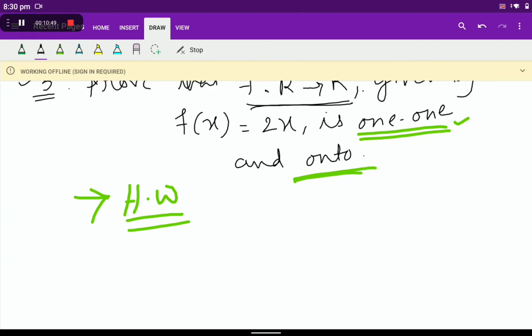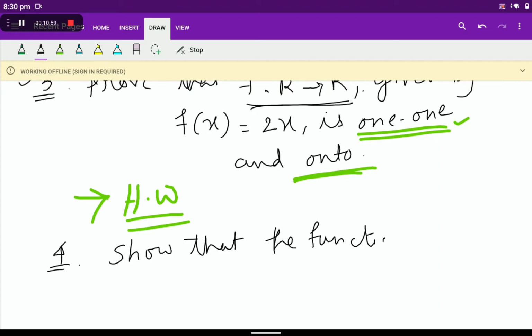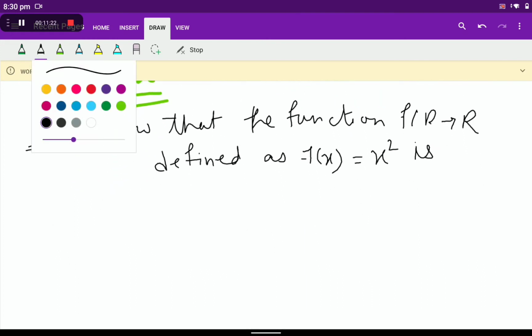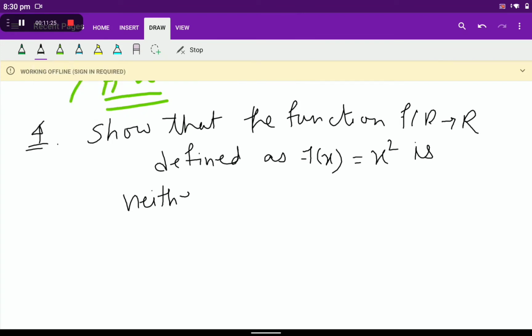So our next problem is that the function F maps R to R, defined as f of x equals x square, is neither 1-1 nor onto. So how can you approach this proof?